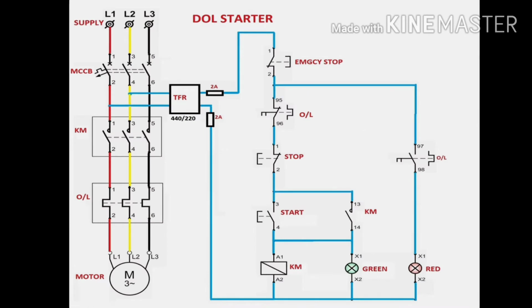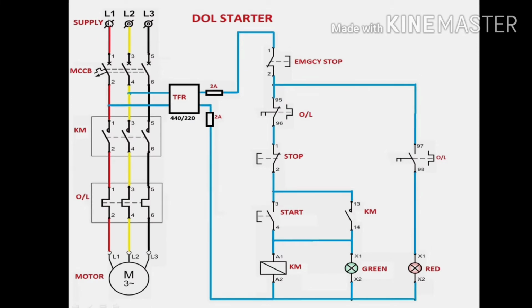Now let's see the starter diagram. This is the DOL starter diagram. We see here this is a power circuit and this is a control circuit. The power circuit is color coded with RYB phases: red, yellow, black. L1, L2, L3 indicate the three-phase supply.